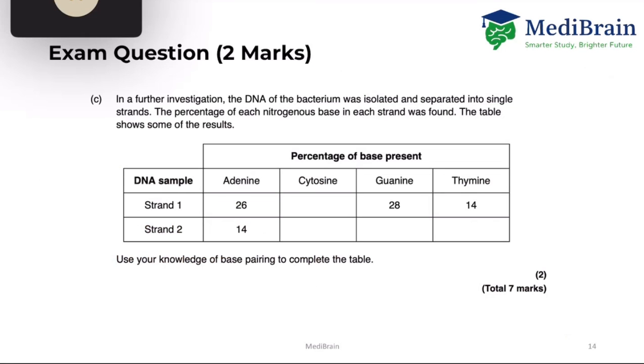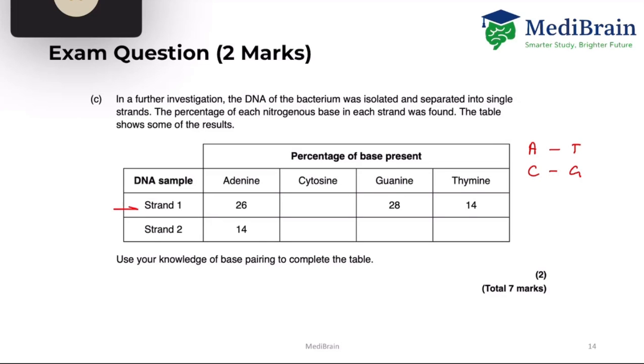Okay, and then finally, final part of this question. It says, in a further investigation, the DNA of the bacterium was isolated and separated into single strands. The percentage of each nitrogenous base in each strand was found. The table shows some of the results. We need to fill in the table using our knowledge of base pairing. So we know that A pairs with T, and we know that C pairs with G.